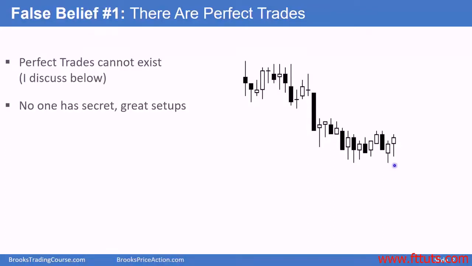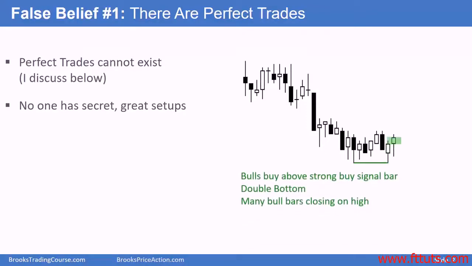Here we have a bear trend. We have a lot of bull bars closing near their highs. We tried to reverse up here. We tried to reverse up again here, and then again here. And we have a double bottom. Traders will buy above the high of this bar. Double bottom, lots of bull bars.